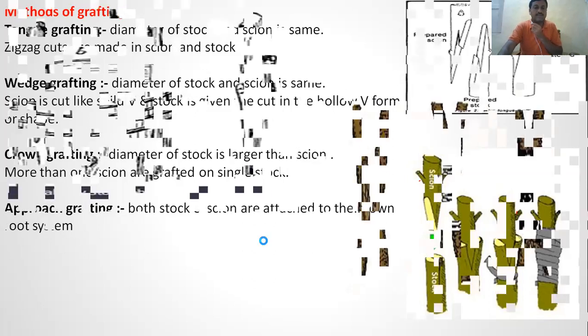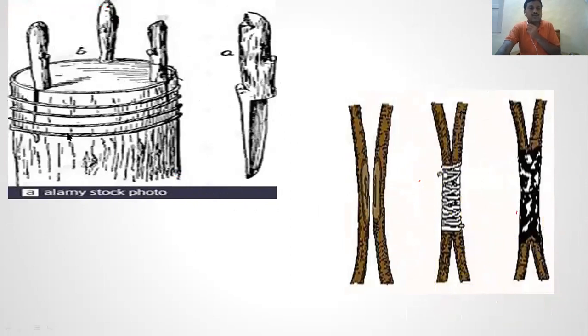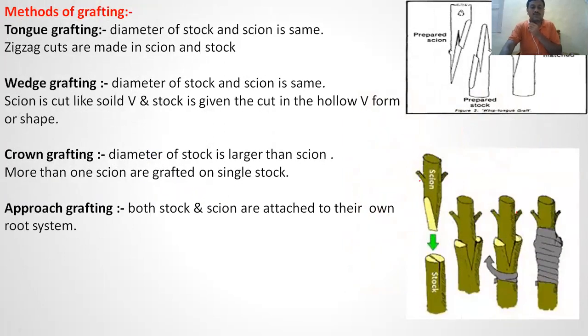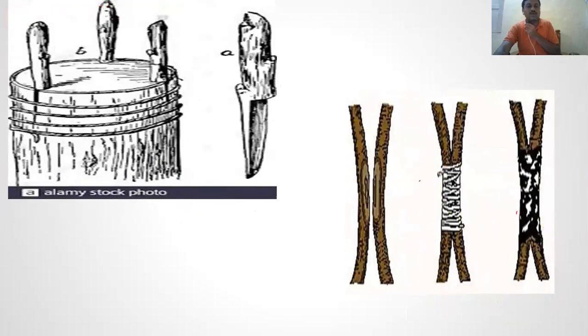Like in this diagram, the lower side is the stalk, which is very large in size. This is the stalk, and this is the scion. One or more scions are grafted at the upper side of the stalk.